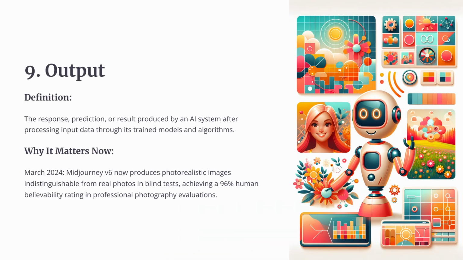Output is the response, prediction, or result produced by an AI system after processing input data through its trained models and algorithms. This is what you get back after AI processes your request. Could be an answer, a decision, or a generated image. The quality of AI outputs has reached an incredible milestone with Midjourney's latest version. We're not just talking about faster responses anymore. We're talking about AI creating images that professional photographers can't distinguish from real photos. This shows how AI outputs have evolved from simple responses to creating content that matches and sometimes exceeds human capabilities.